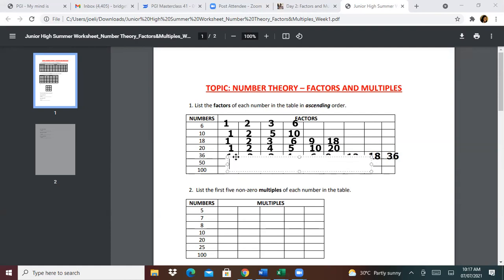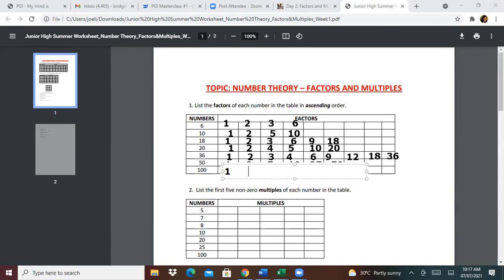Okay, you're up, Kaylin. 50. 1, 2, 5, 10, 25, 50. Okay, is that all of them? Yeah, I think you got it. Good. And we save the last one for Mr. Jonathan. Let's try 100, Jonathan.